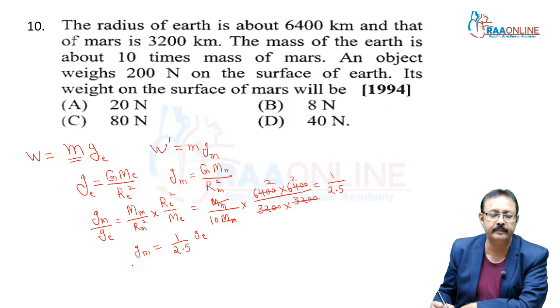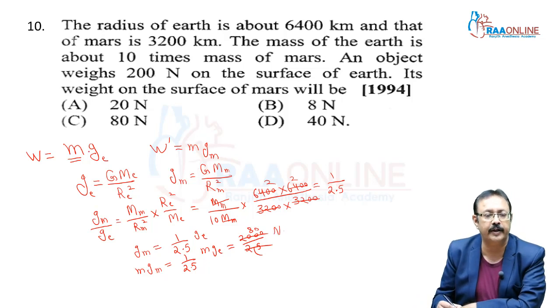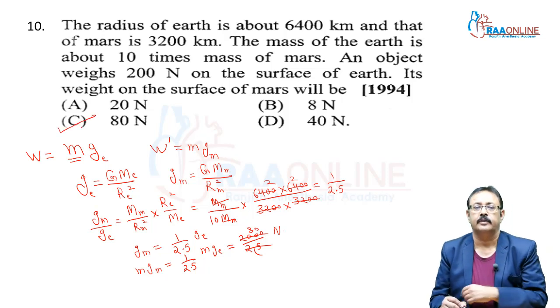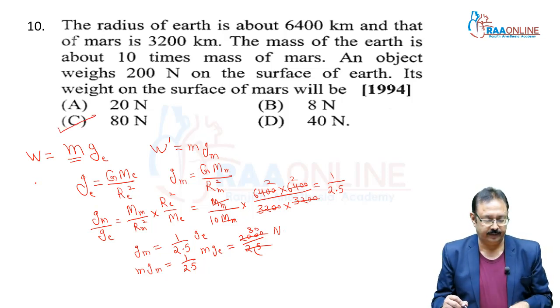Multiplying both sides by m, we can calculate the weight of the object on Mars, because we know the weight of the object on Earth. mg_e is given as 200 Newton. So 200 by 2.5. Remove this decimal, you will get 1 0 25 8s are. So what am I getting? 80 Newton. So on Mars, it will weigh 80 Newton. So we are going with C.